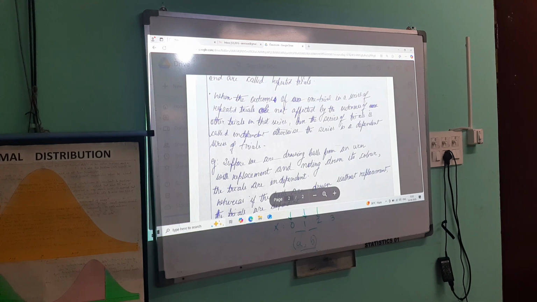When the outcome of one trial in a series of repeated trials is not affected by the outcomes of other trials in that series, then the series of trials is called independent. Otherwise, the series is a dependent series of trials.